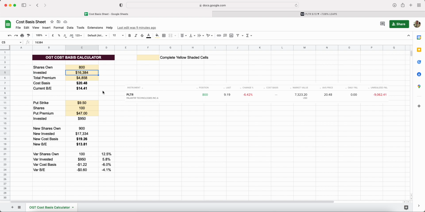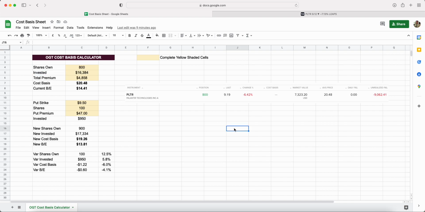Now, the next thing is you need to put in the total amount that you've invested. It's not shown in this, but you can go into your records, and most brokers show this amount. It should be here in this cost basis, but I'm not sure why it's not there. But if it shows an average price or a cost basis price, what you can do is multiply $20.48 by 800 to get the total amount that you have invested in this position.